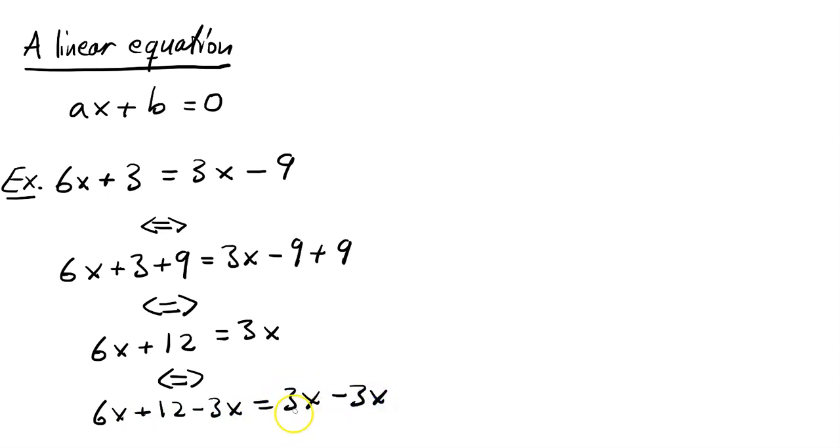That will also create an equivalent equation because I can subtract any number. And simplifying that will give us 3x, because 6x minus 3x is 3x, plus 12. And this will be 0 on the right hand side. So now we see that this equation is equivalent to a linear equation. Therefore we consider this also to be a linear equation.